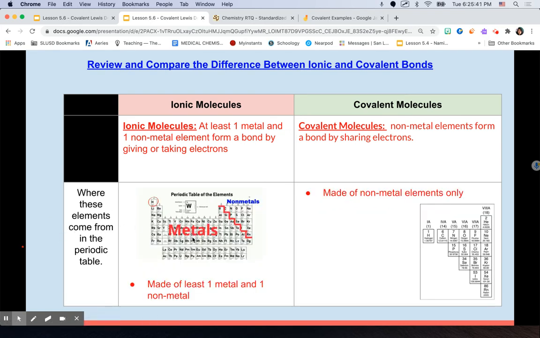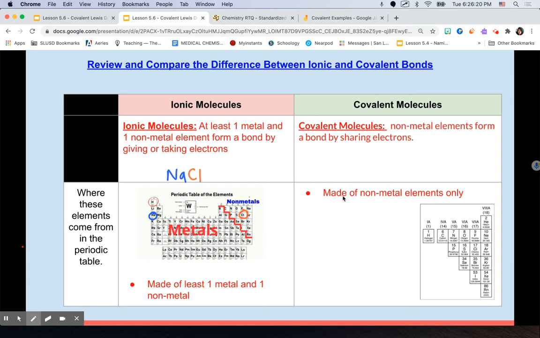And as a reminder again, ionic molecules are made up of at least one metal and one non-metal ion. So for example, NaCl, Na, sodium, and Cl, chlorine, to make sodium chloride, or more commonly called table salt, is an ionic molecule. It's made up of one metal and one nonmetal.